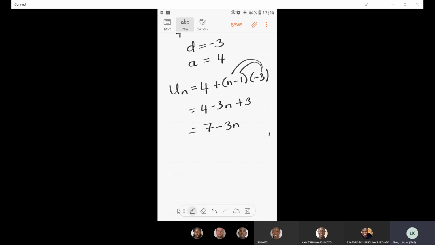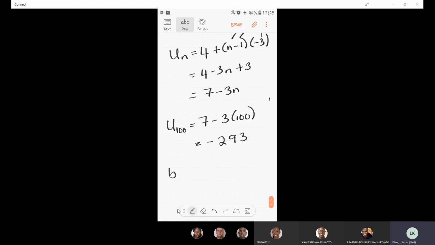Then we're asked to find U100. This is just 7 minus 3 times 100. This is equal to -293. Okay, so that is the first question in A.